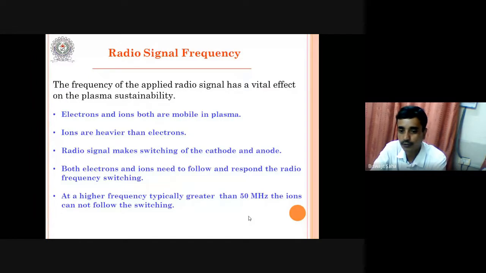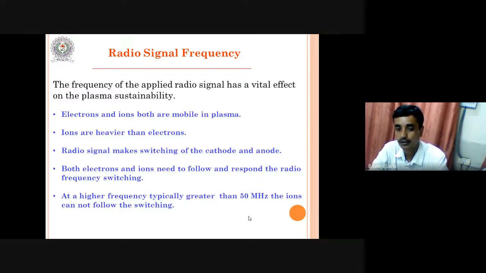And the radio frequency signal, because signal frequency is another important thing. If we use a very high frequency, then what will happen? It will just oscillate with a high frequency, and because of that, the ions, argon ions or electrons, will not be able to respond so quickly to the high frequency signal. In that case, the plasma may be destroyed. That is why it requires a suitable frequency, so that the oscillation of the ions inside the plasma can be sustained and tuned with the applied signal.